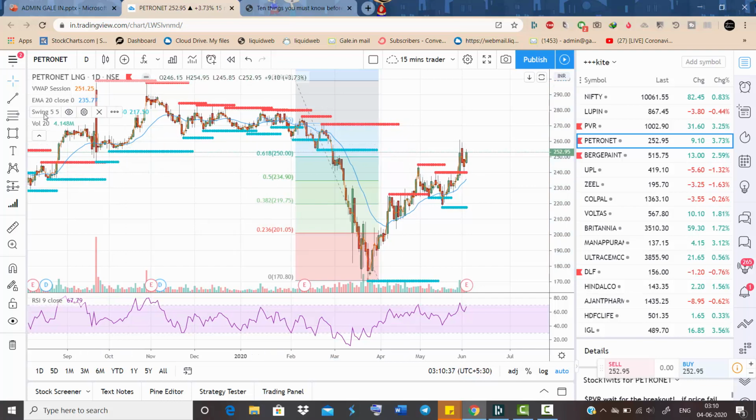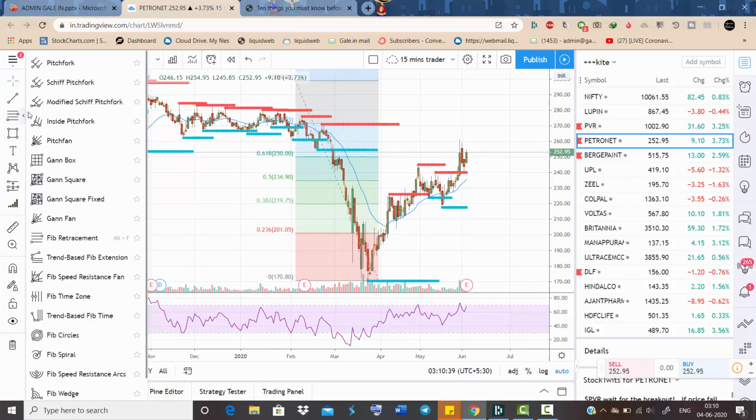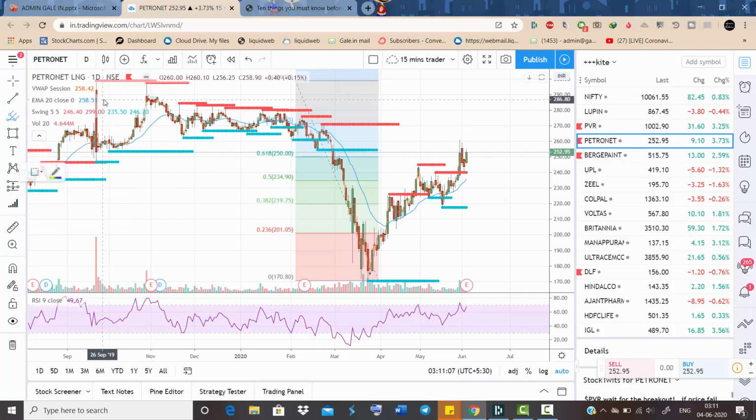And what we'll do, we'll go to tools and add a pitchfork. You should use this pitchfork when the stock moves from point A to B and B to C. If C falls below A, then you have to use the normal pitchfork. If A, B and C happen and C does not close below A, it will resume its uptrend, so you need to use the modified Schiff pitchfork. So I'll use this pitchfork.